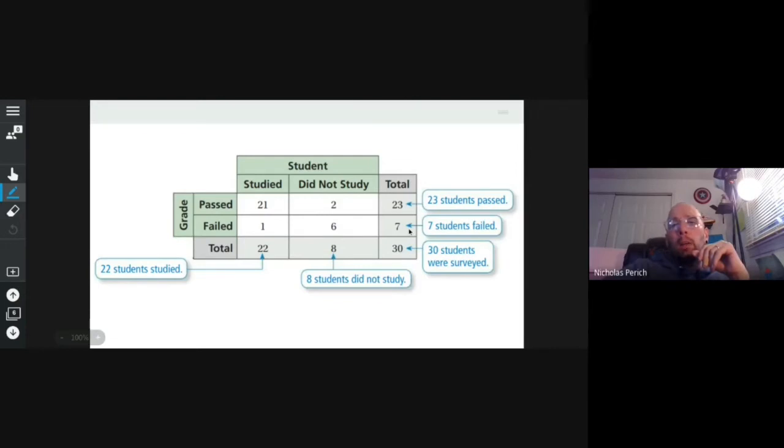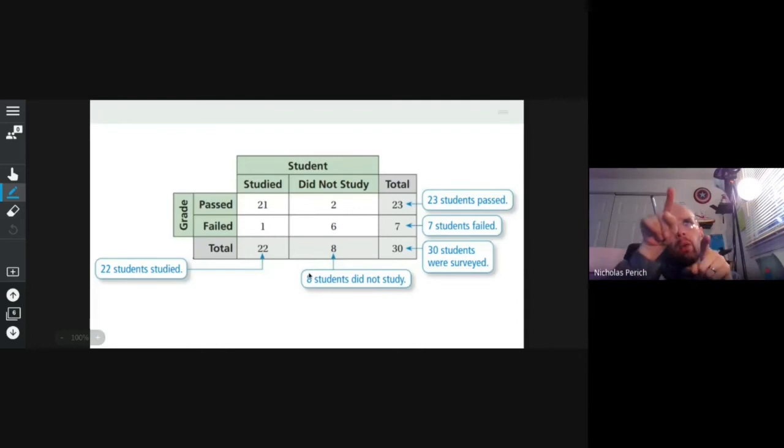How many people who studied failed? Studied, failed, 1. How many people studied? Studied is 22, Taylor Swift special. How many total people did not study? 8. Those are the types of questions that you can expect to get.